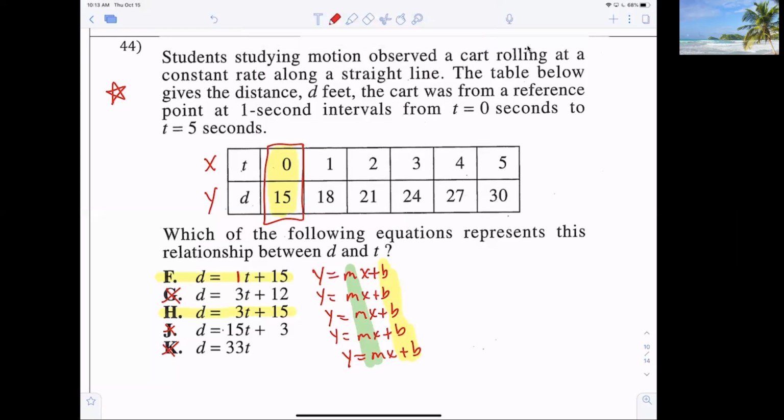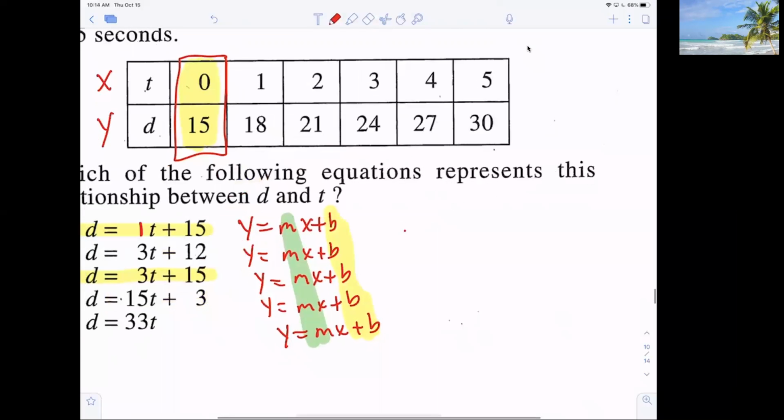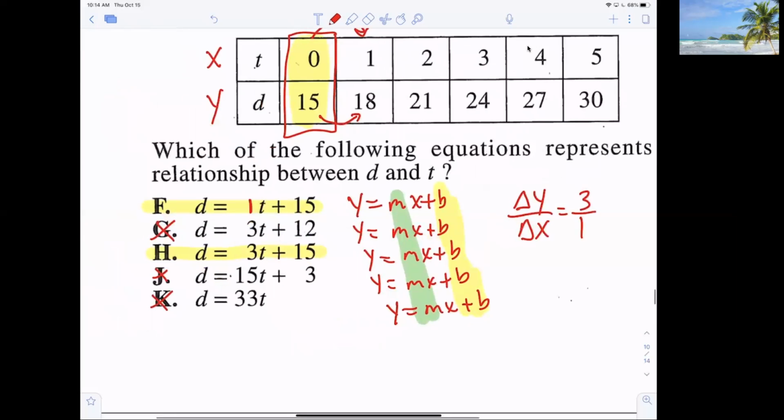Up 3 and 1. So remember, this is what I want everybody to remember. Slope is the change in y over the change in x. So I went from 15 to 18. How much did I change? 3. From 0 to 1, I changed what? 1. So the slope is 3. So that's how I know the correct answer is H.